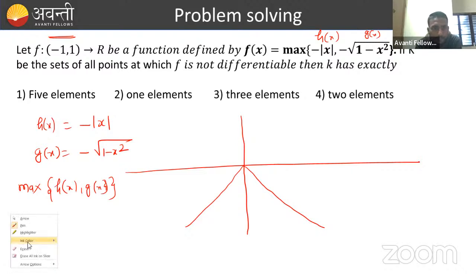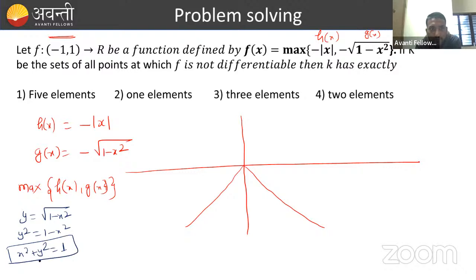The second thing is g(x) is minus of root under 1 minus x square. So if you see, y is equal to root under 1 minus x square. So it is nothing but y square is equal to 1 minus x square, or x square plus y square is equal to 1. Okay, so this is nothing but a circle of radius 1. And if it is plus, then it is the upper circle, and if it is minus, then it is a lower circle. Because root always gives a positive value.